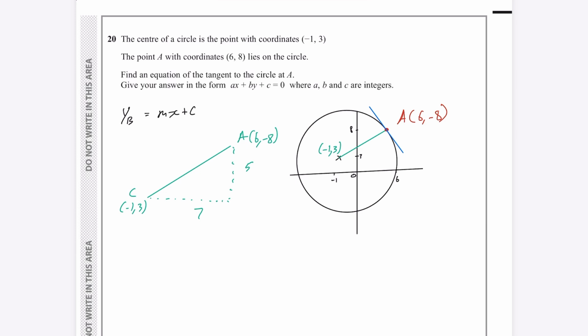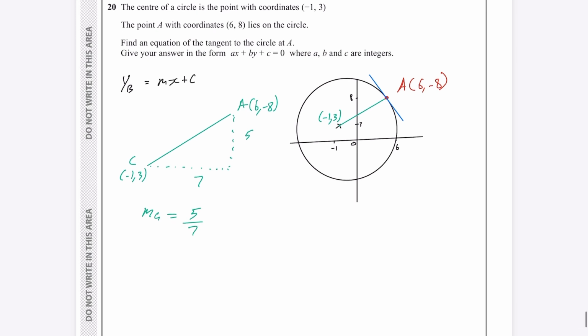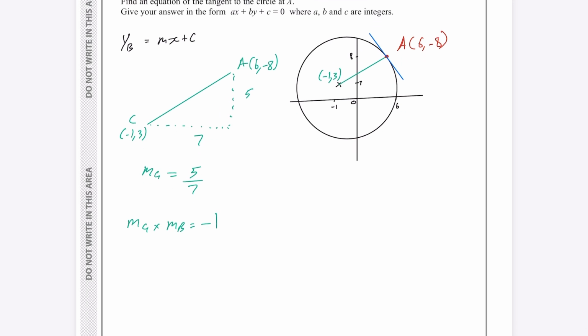So I know that the gradient of the green line is equal to y over x. So that's the rise over run. So I can now use this to find the gradient of the blue line. And if you're wondering how, because the radius is perpendicular at 90 degrees to the tangent, when two lines are perpendicular, so in this case we have the gradient of the green line times the gradient of the blue line must equal minus 1. So that's just a rule for lines that are perpendicular. So in this case we have 5 over 7 times the gradient of the blue line is equal to minus 1, which means the gradient of the blue line is equal to minus 7 over 5.